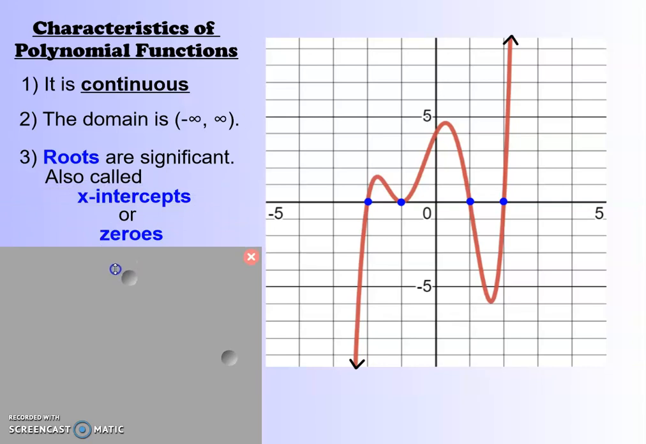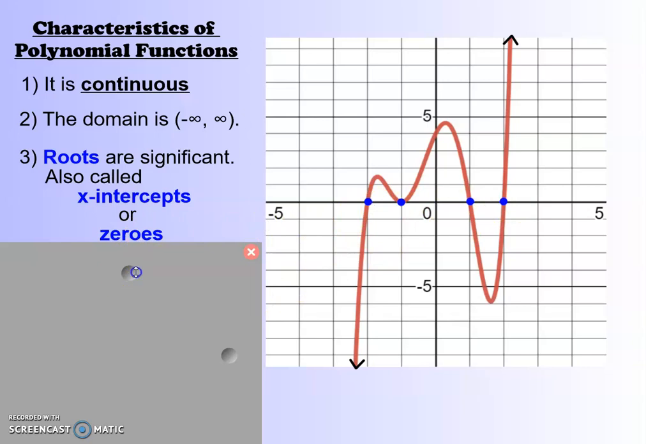They're also called zeros. And if you think about why they might be called zeros, think about the coordinates of all 4 of these roots. What do all 4 of these coordinates have in common? Well, they all have a y value that's 0. So that's why we call roots zeros.